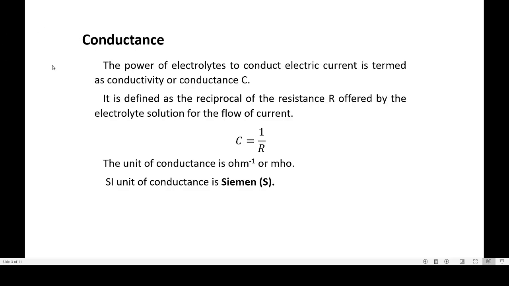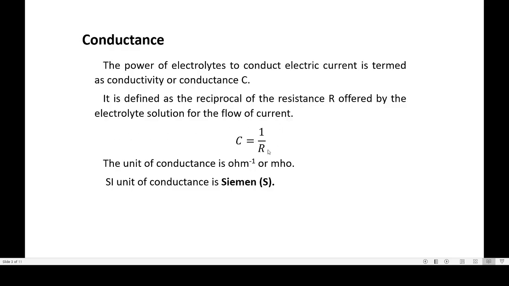We know that an electrolyte solution conducts current, and the flow of current is due to migration of ions to the oppositely charged electrodes. So, the power of an electrolyte to conduct electric current is termed as conductivity or conductance. Similar to conductors, an electrolyte solution also offers some resistance to the flow of current. So, conductance is also defined as the reciprocal of resistance offered by the electrolyte solution for the flow of current.